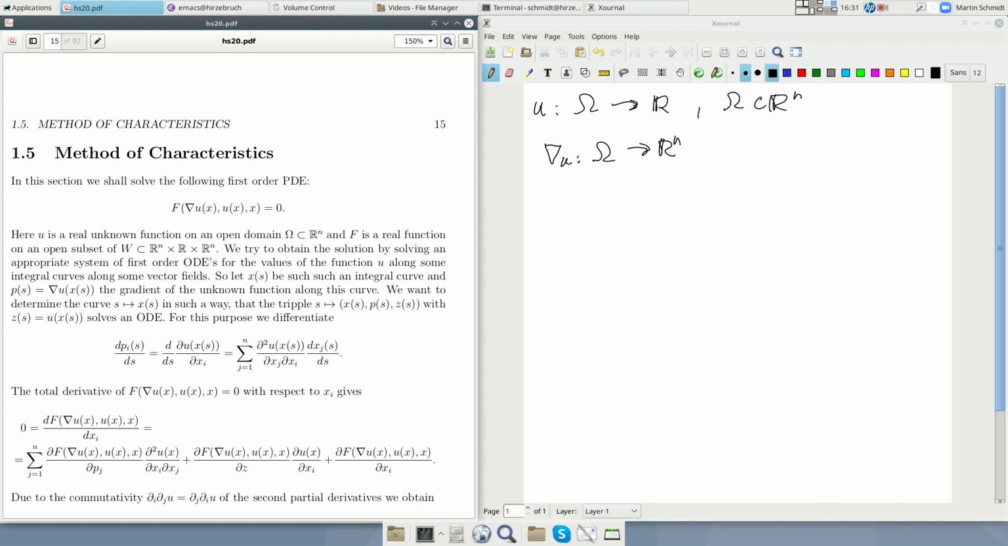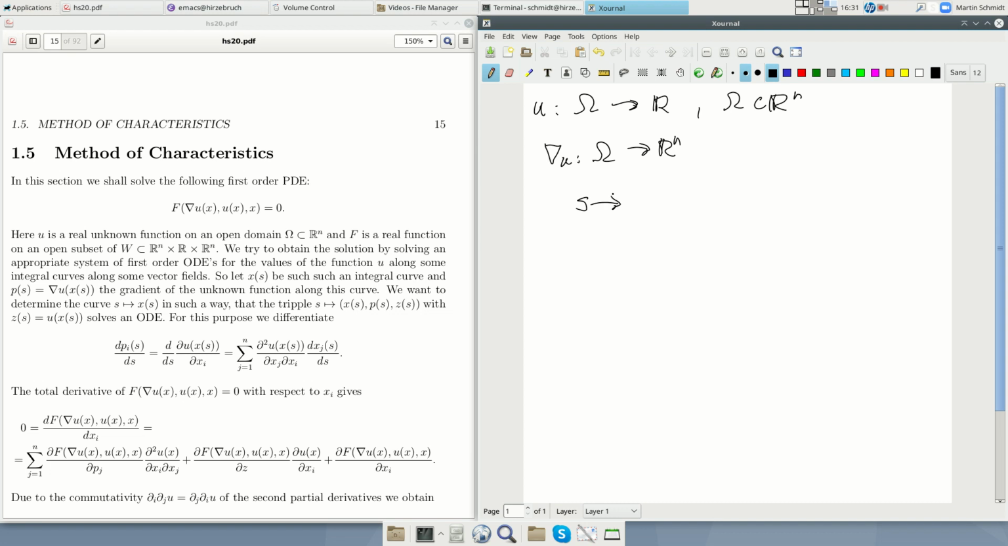And in both cases we have seen that we construct a trajectory. So we look for a continuously differentiable path going from some interval to Omega. We look for a suitable trajectory, which goes from an interval to Omega. And this we have to choose properly. We will see in a minute how we define it.